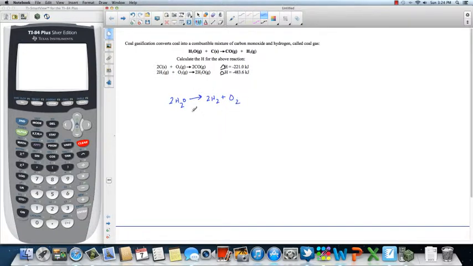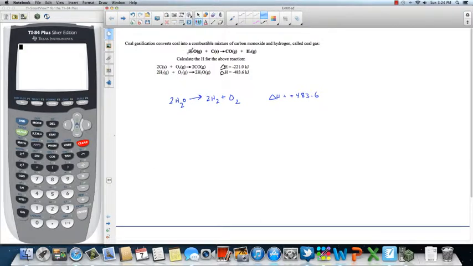Okay, so we've taken care of that step, which is good. Now remember, when we do that, we change the enthalpy, because if we flip a reaction, we change the sign. So the enthalpy for this reaction now becomes positive 483.6. It was negative 483.6 before. So that takes care of the products right there.